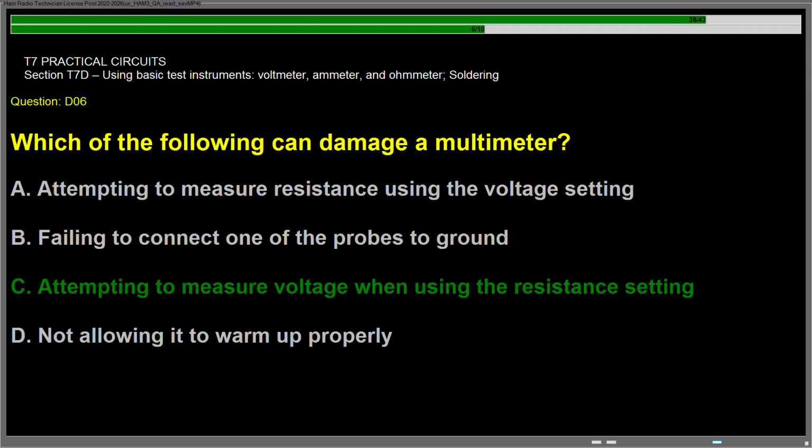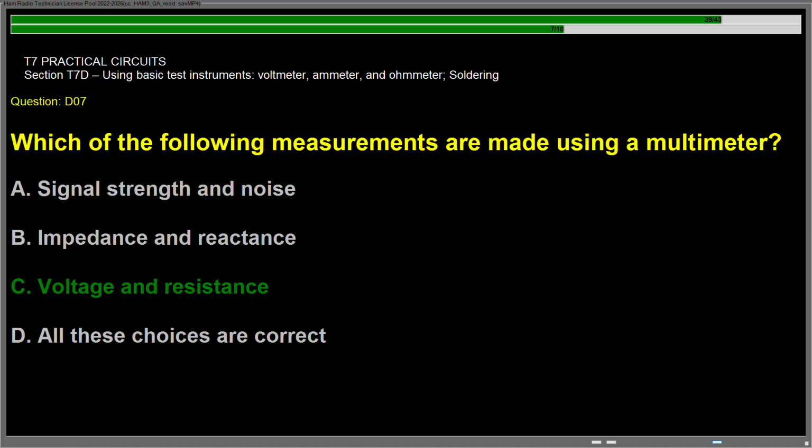Question Delta 06, which of the following can damage a multimeter? Answer is C, attempting to measure voltage when using the resistance setting. Question Delta 07, which of the following measurements are made using a multimeter? Answer is C, voltage and resistance.